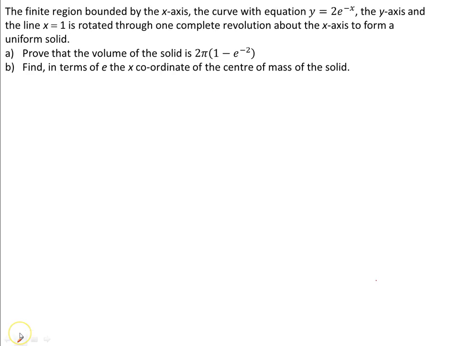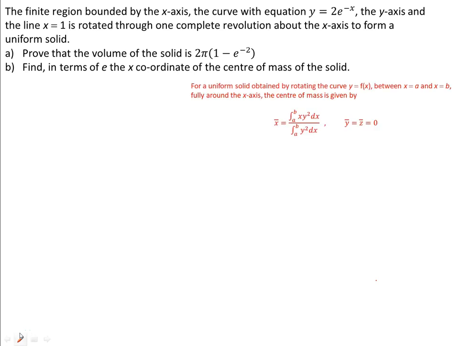For part B, we've got to find the x-coordinate of the centre of mass of the solid. So we need to recall the result that says for a uniform solid obtained by rotating the curve y equals f of x between x equals a and x equals b fully around the x-axis, the centre of mass is given by x bar as the integral between a and b of xy squared divided by the integral between a and b of y squared.